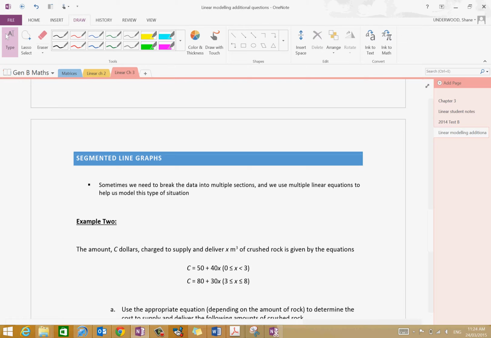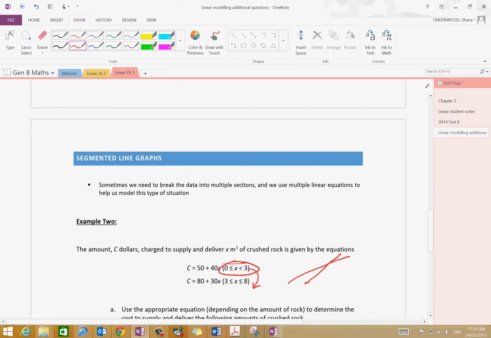Now let's have a look at segmented line graphs. A segmented line graph is essentially two lines. You can see here that when x is equal to 3, we actually use the second graph. So we've got two lines. We might have one line which has a higher gradient, and one line which has a gradient like this.